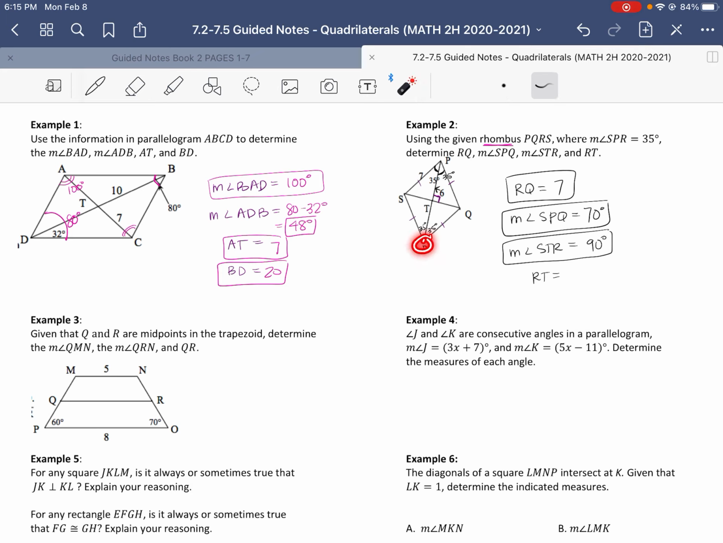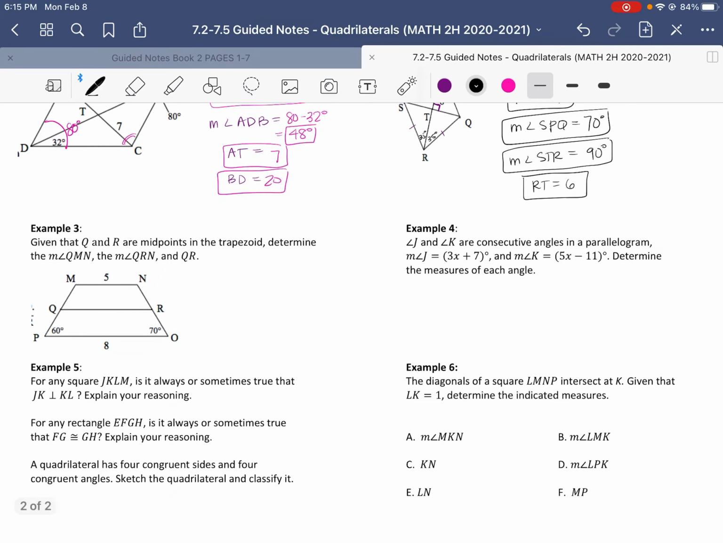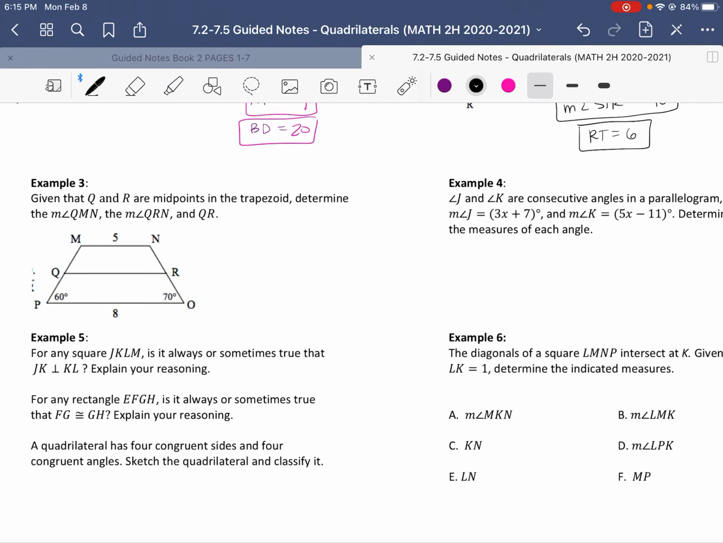And then lastly, R to T, so we've got R up to T. Remember, if this top half of the diagonal is 6, so is this bottom half, because a rhombus is a parallelogram, and their diagonals are bisecting. Awesome. Example 3, so I'm going to scroll down a little bit here.